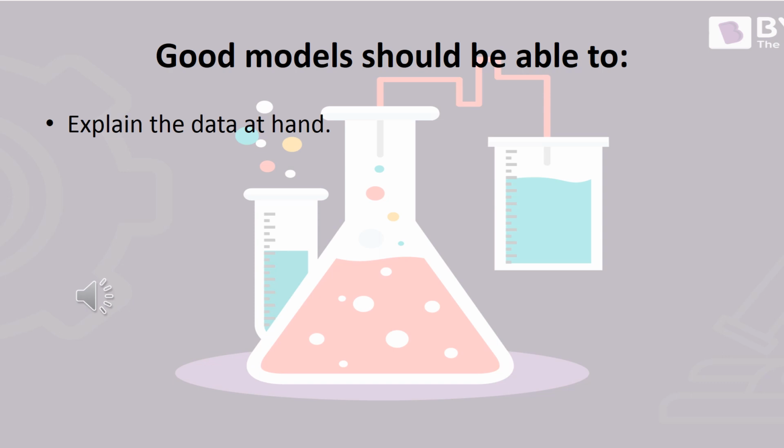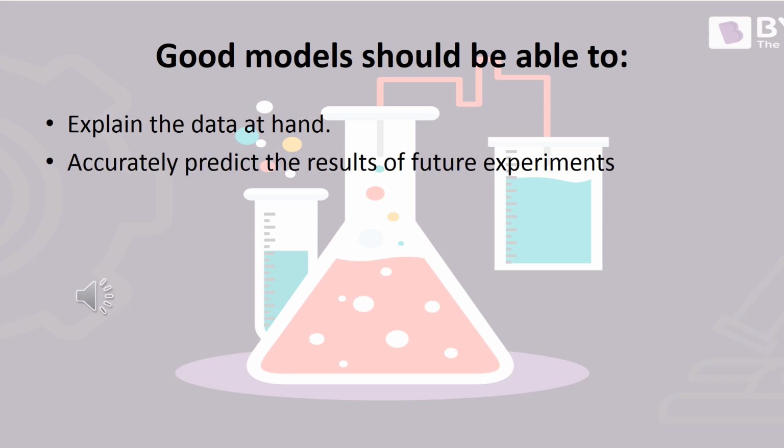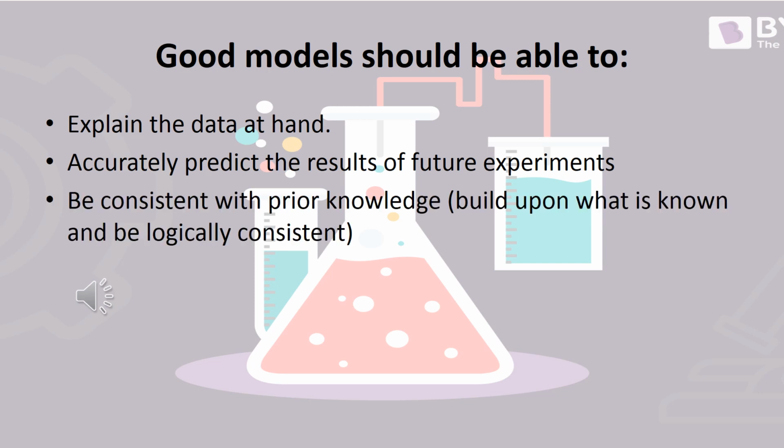A good model should be able to do at least 3 things. 1, explain the data at hand. 2, accurately predict the results of future experiments. And 3, be consistent with prior knowledge. It means we build upon what is known and continue to be logically consistent.